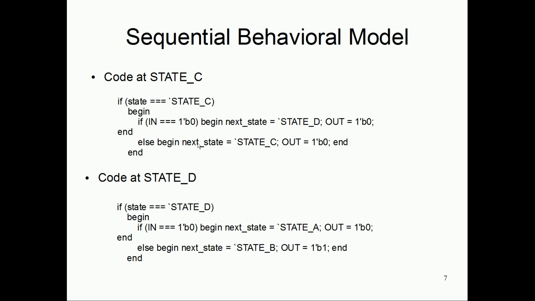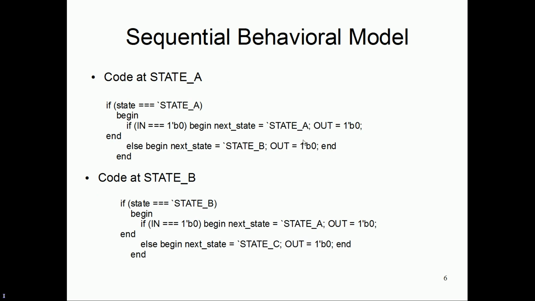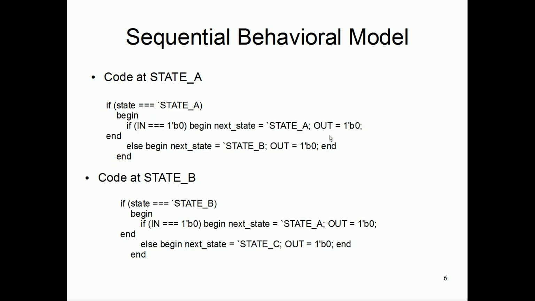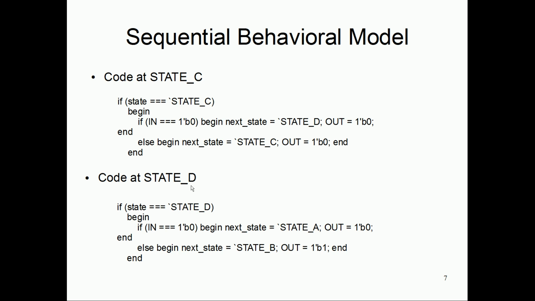If it is 1, then next state is C, so it will stay on C. Remember, if the input is 1, the next state is also C. It will need to keep on C, so it will go and stay at C.